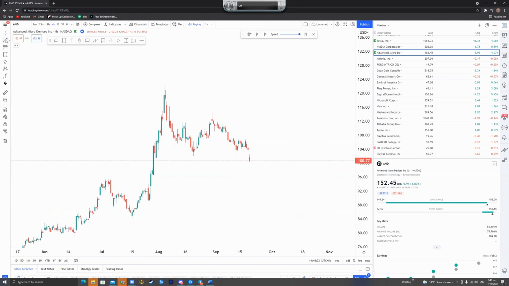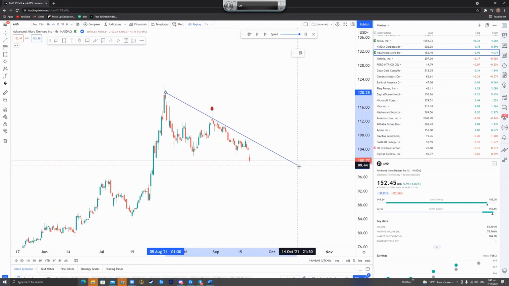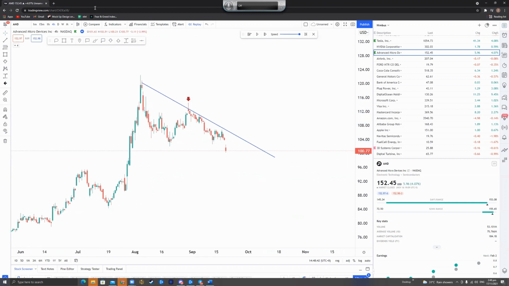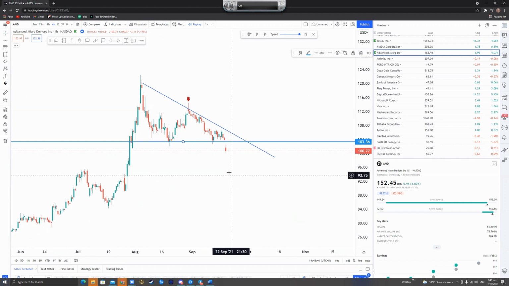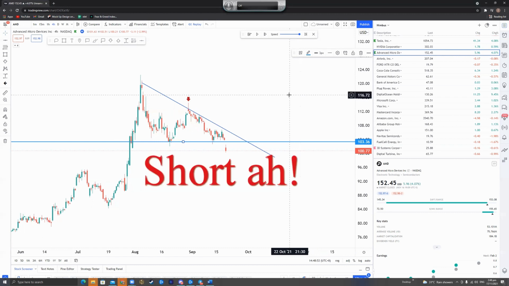Okay, let's see here. I have the lower high here, and I see that there's a downtrend. And it seems like the price has broken through the support level. Maybe I should take a short position.